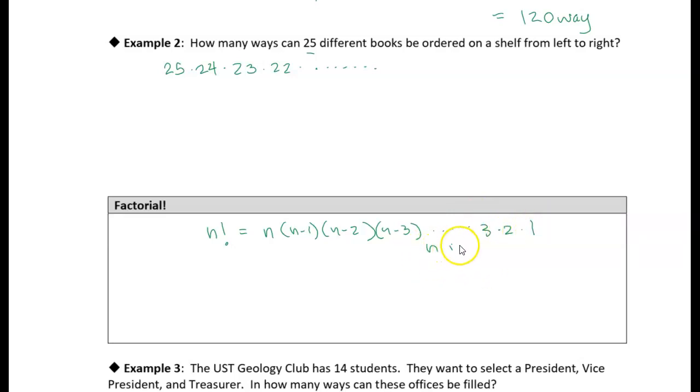N is a whole number. All right, so no fractions.